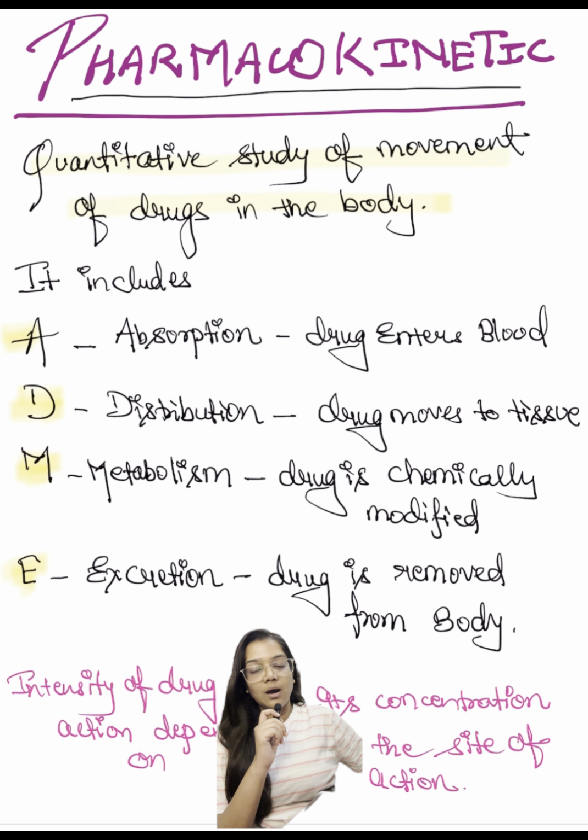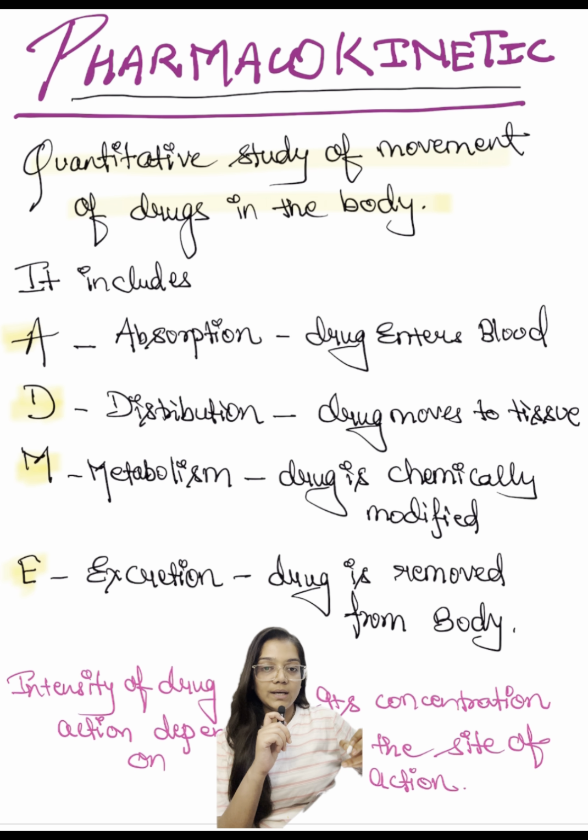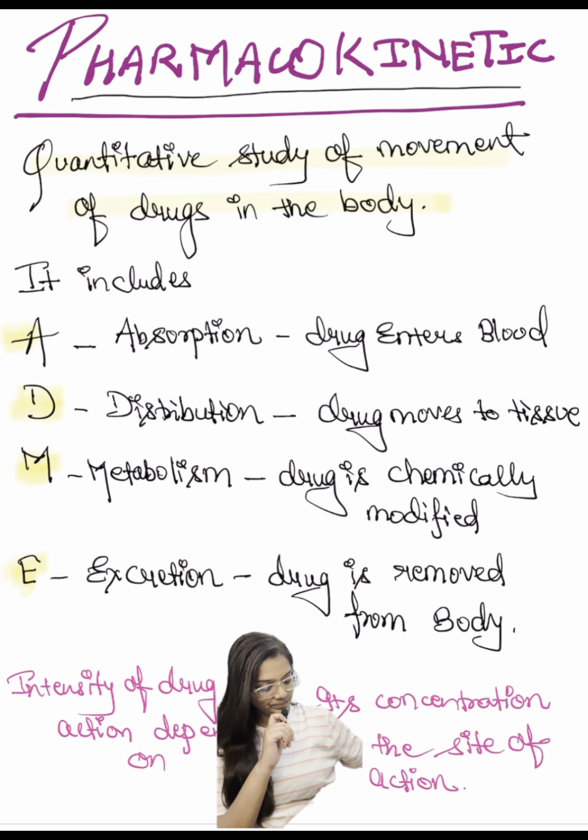Absorption means how the drug enters our blood. Distribution means when the drug moves to the tissues and cells of the body. Metabolism is how the drug, when it enters the cell, is chemically modified, and excretion is how it is eliminated or removed from the body.